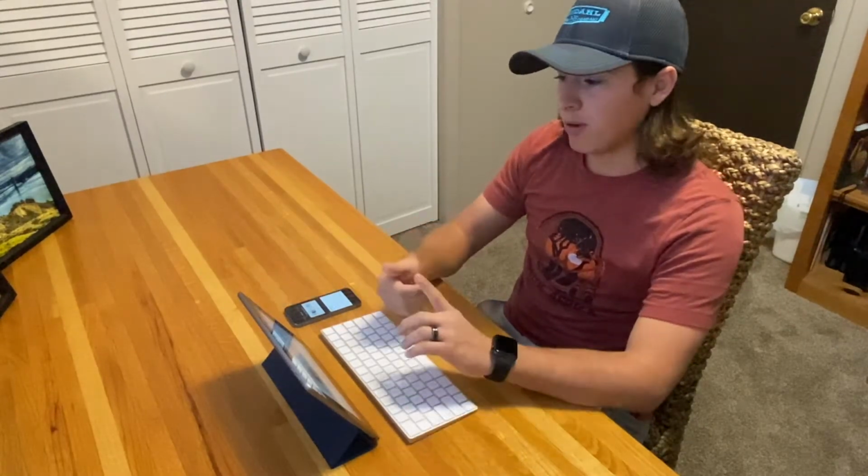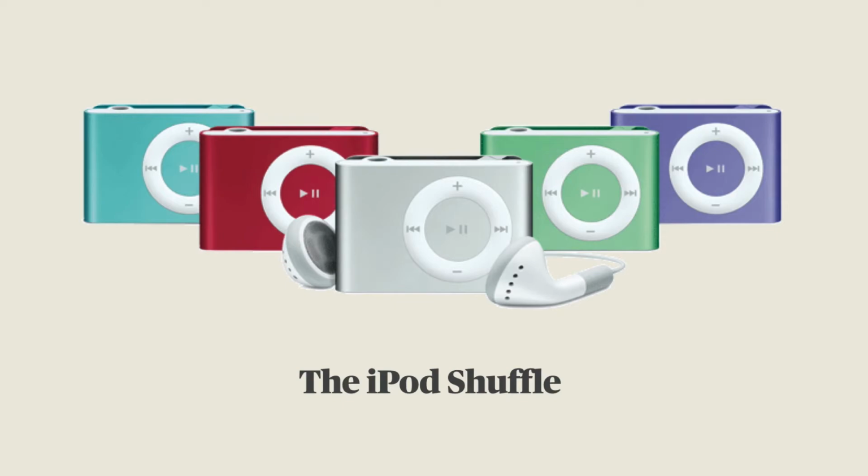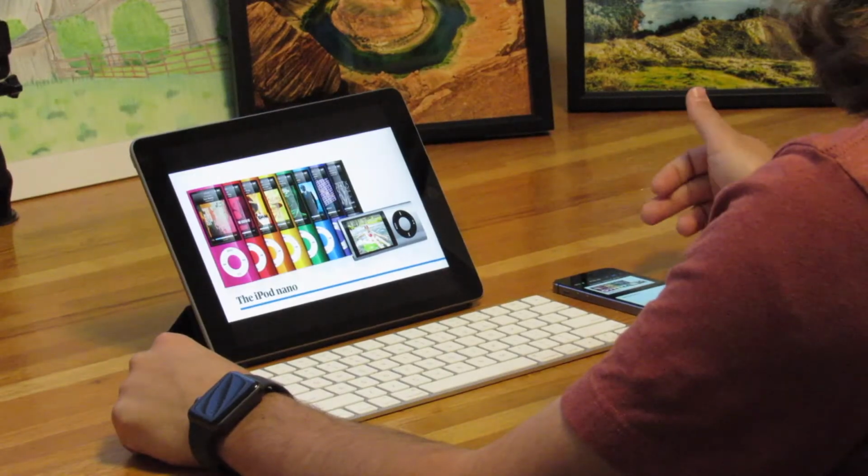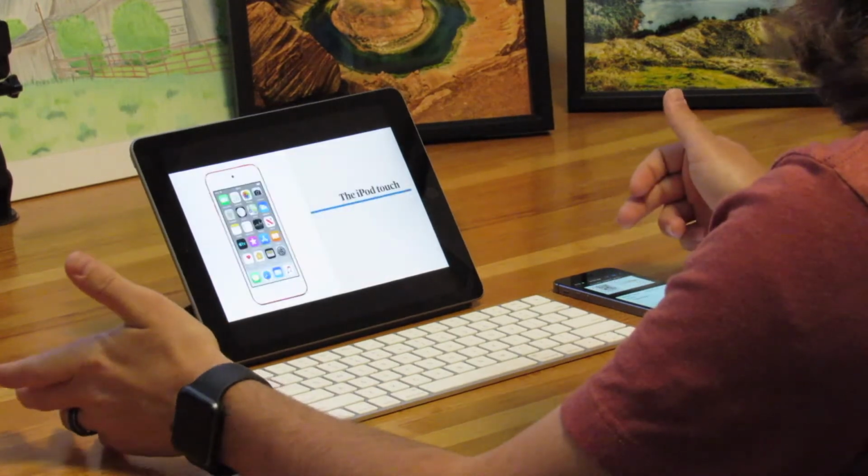They had the iPod Shuffle that followed. There was the iPod Nano. And later on, they also came out with the iPod Touch. And these are all very influential devices.